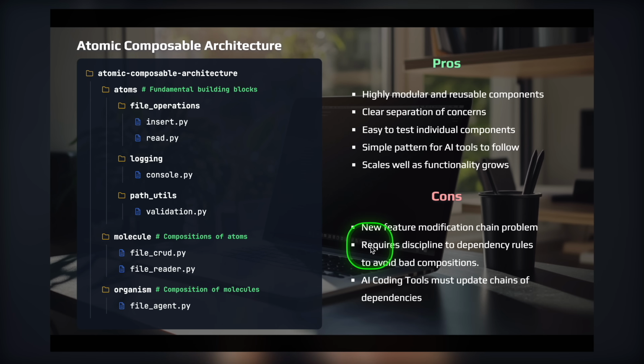In addition to that, it requires discipline to maintain your proper composable chain. An annoying thing for your AI coding tools is that, like I mentioned, if you need to make one change to insert or even one change to a molecule, you then need to update everything that uses it, right? So every higher level layer must be updated. And that means that your AI coding tools will need to have even more context in its context window, okay? So this is the atomic composable architecture. As you can see here, there are pros and cons to this structure.